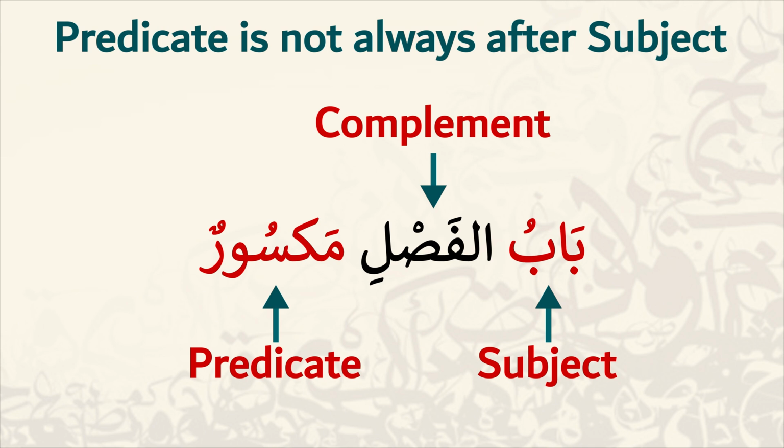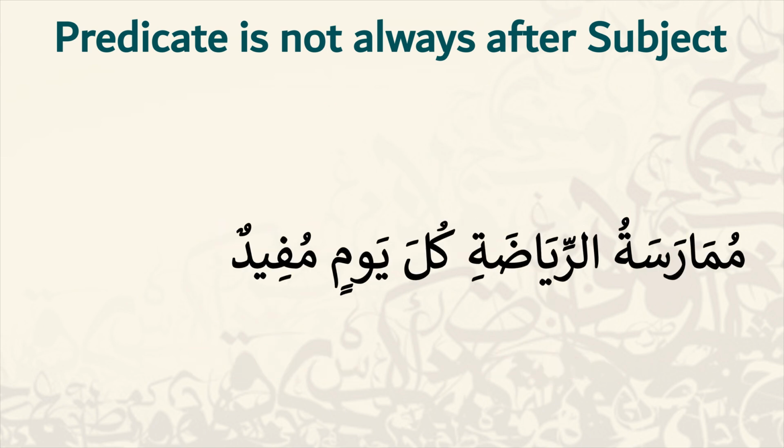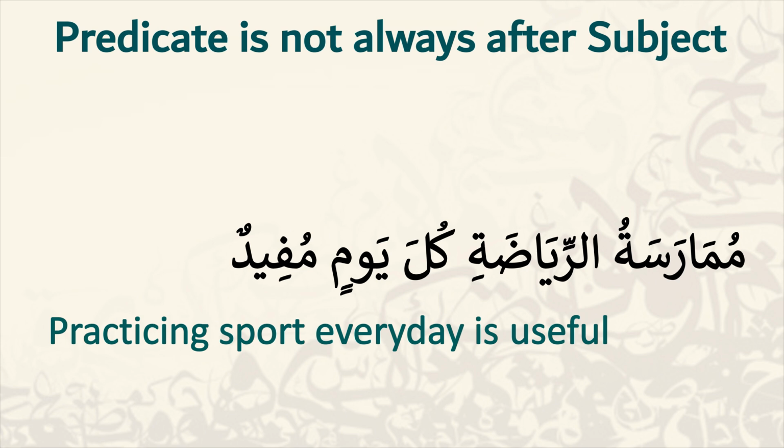But in this case, how can we identify the predicate? Let's look at this example. ممارسة الرياضة كل يوم مفيد. Practicing sport every day is useful. Let me ask some basic questions. What is the type of this sentence? The answer is nominal. How could we tell? Because it begins with a noun, ممارسة. So this noun is the subject, المبتدأ.